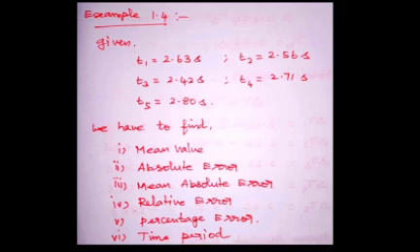Write the given data. Consider t1 equal to 2.63 second, t2 equal to 2.56 second, t3 equal to 2.42 second, t4 equal to 2.71 second, and t5 equal to 2.80 second. So we have to calculate mean value, absolute error, mean absolute error, relative error, percentage error, and time period. Let me discuss one by one and note it carefully.